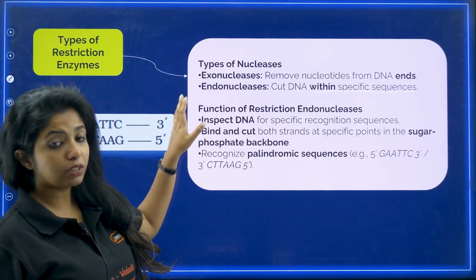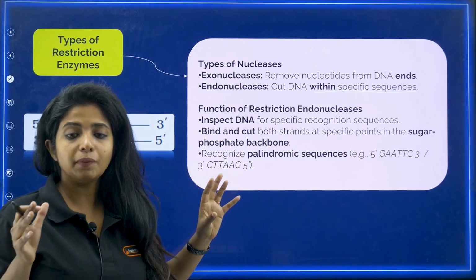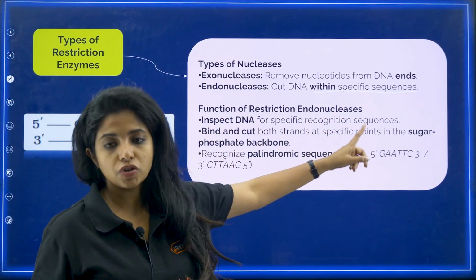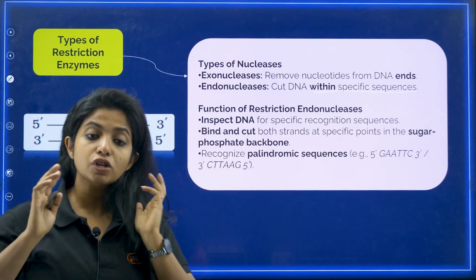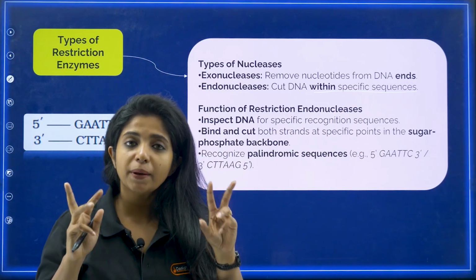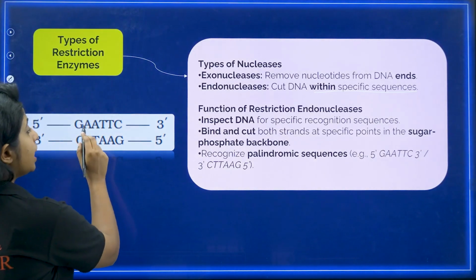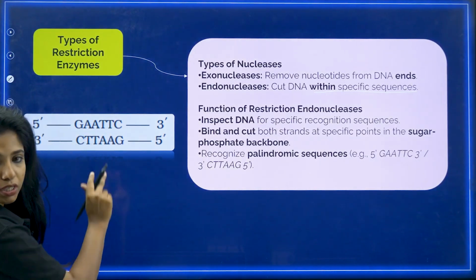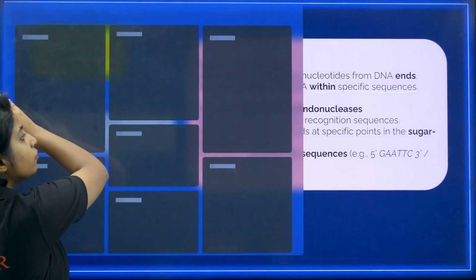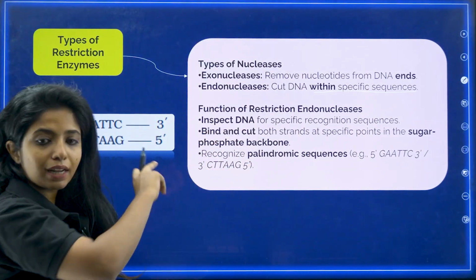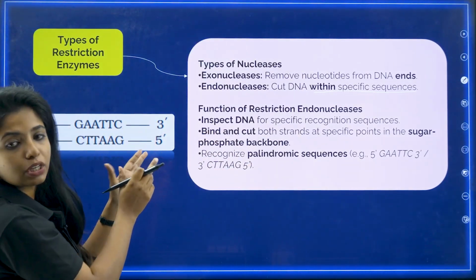If we talk about endonucleases, they have a specific function. They do not randomly go and cut. They actually inspect the whole DNA for a specific recognition sequence. I told you each of the restriction enzymes has a specific sequence. The sequence for EcoR1 is GAATTC, 5' to 3'. This is the sequence. Now, EcoR1 will be going through the entire DNA to find out where this particular sequence is.